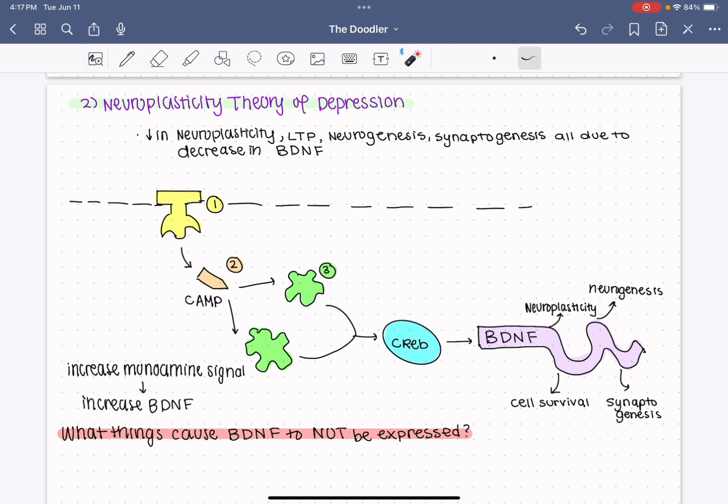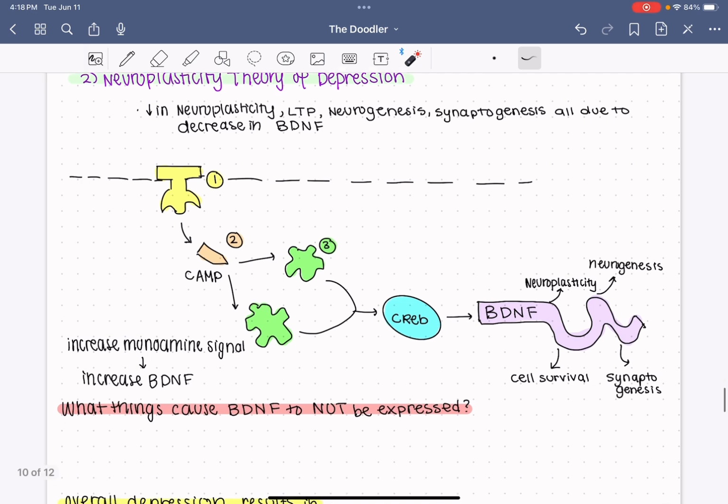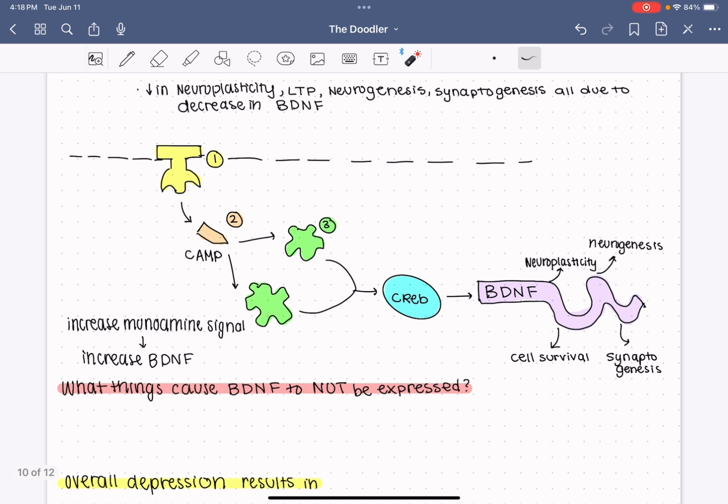And this decrease in BDNF is caused by things like stress and poor immune system, or chronic immune conditions, and environmental factors, and sleep and inflammation and early life adversity, faulty genes. So all these things can influence the BDNF gene being turned off. And BDNF stands for brain-derived neurotropic factor. And this factor, when expressed, leads to neuroplasticity, neurogenesis, cell survival, and synaptogenesis.